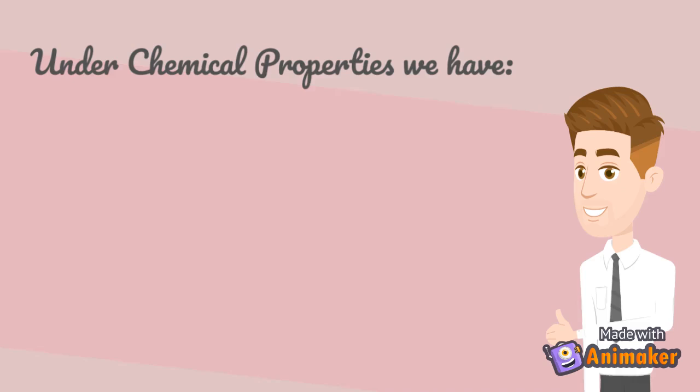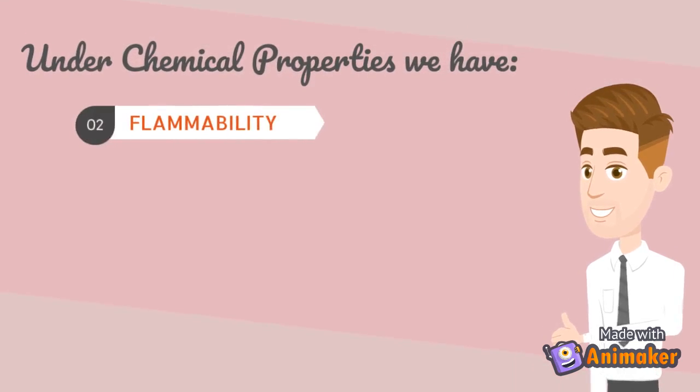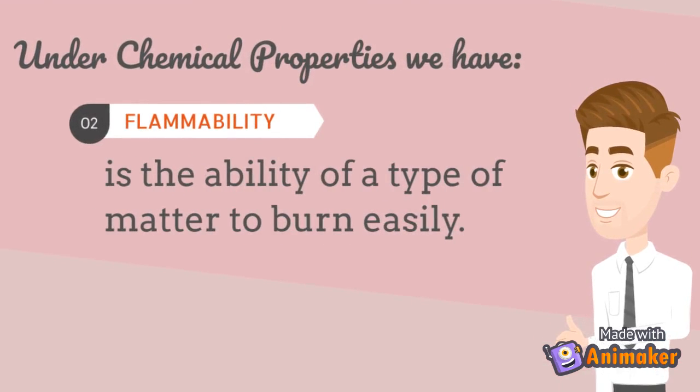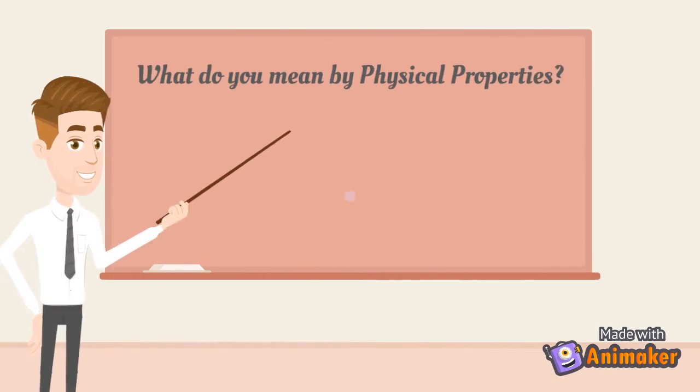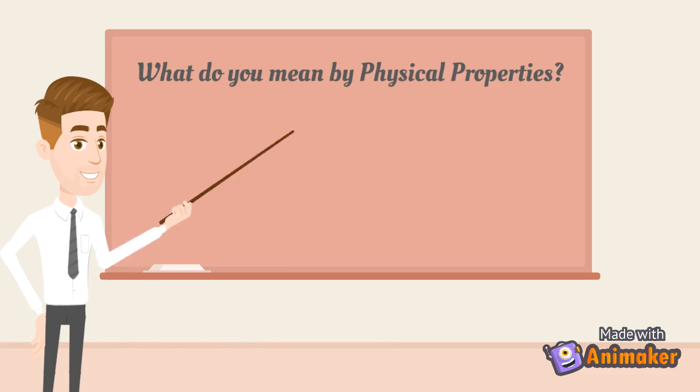Under chemical properties, we also have flammability. Flammability is the ability of a type of matter to burn easily. In chemical properties, consider terms such as burn, rot, rust, decompose, ferment, explode, oxidize, corrode, grow, precipitate, gas formation, and digest. What do you mean by physical properties?